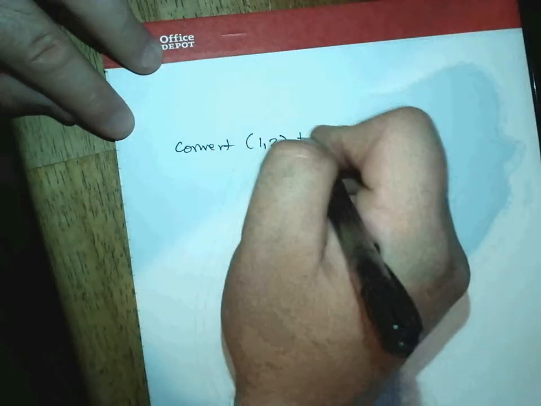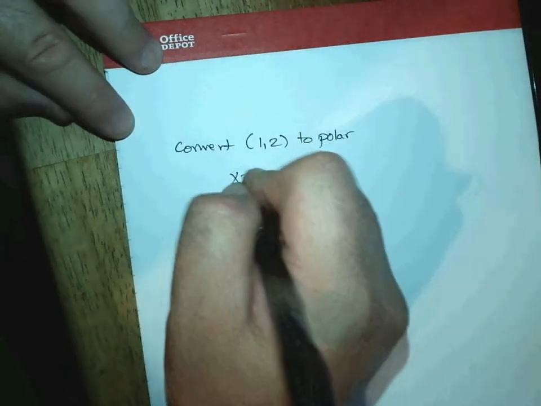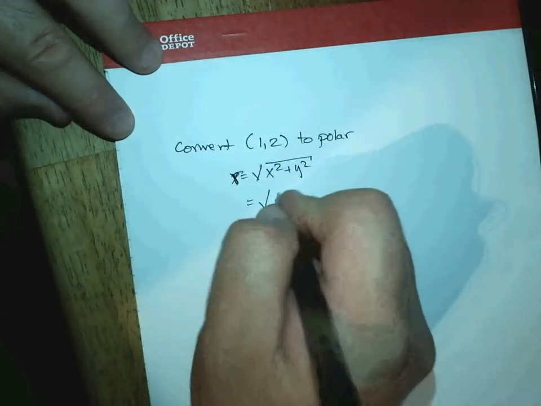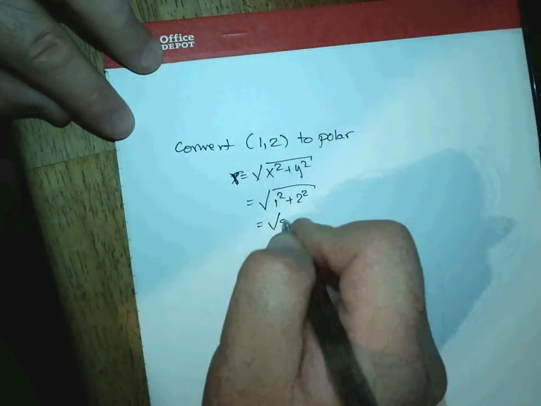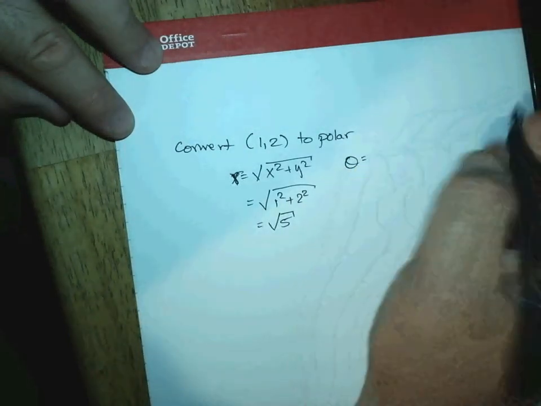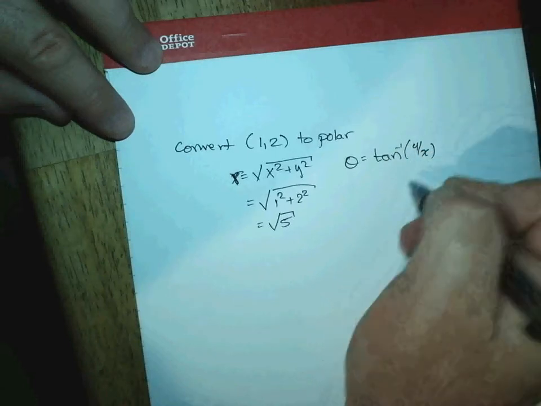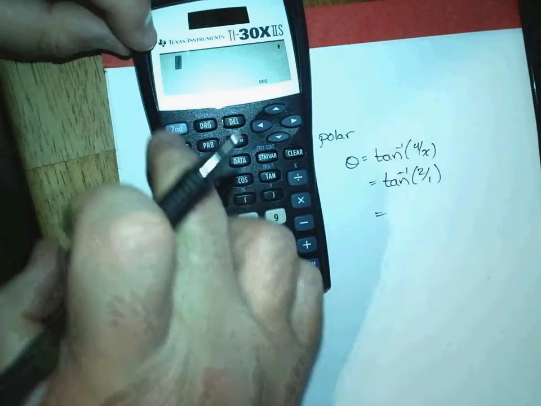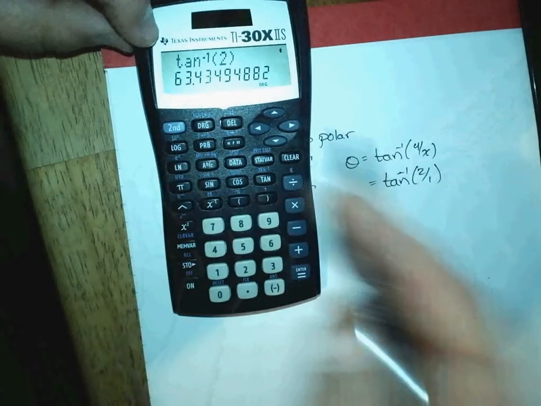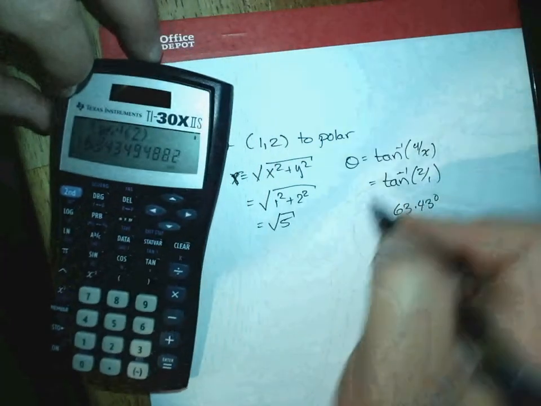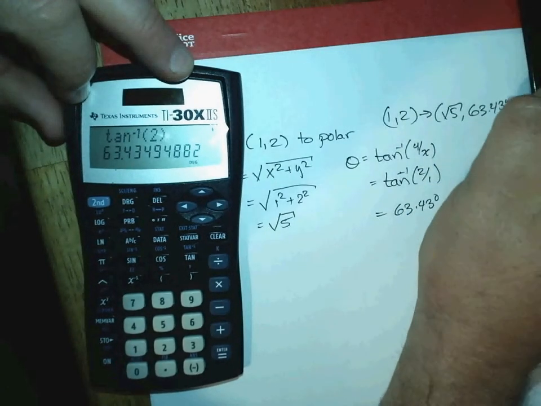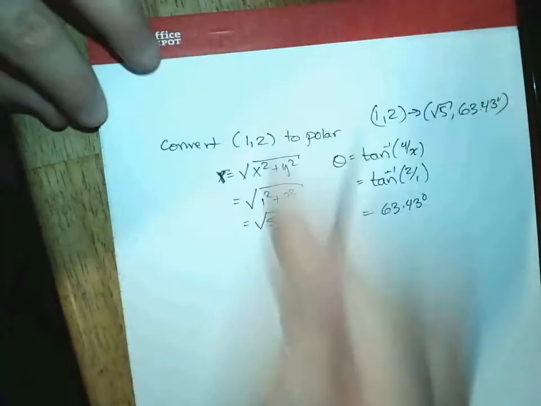All right, let's try a second example. Let's convert, say, the point 1, 2 to polar. So r, right, is the square root of x squared plus y squared. That's 1 squared plus 2 squared. 1 plus 4 is 5. Square root of 5 is my radius. Theta is the inverse tangent of y over x. So the inverse tangent of 2, and I get the angle 63.43 degrees. Okay, so the point 1, 2 converts to the radius of root 5 and the angle of 63.43 degrees.